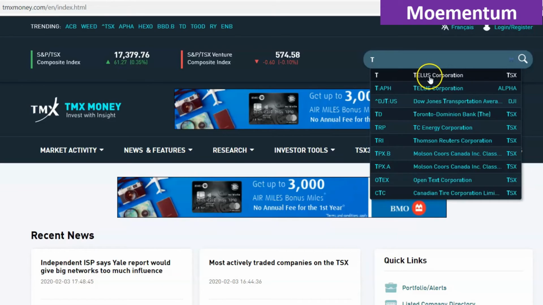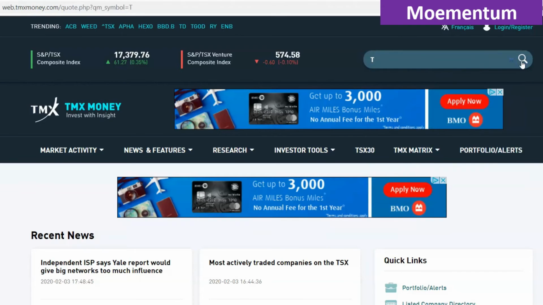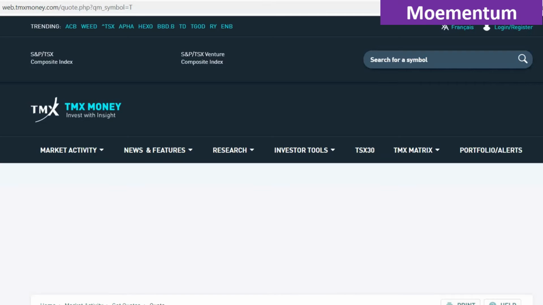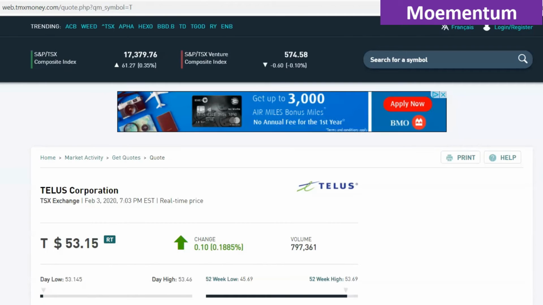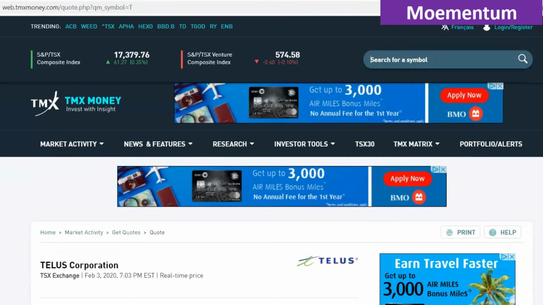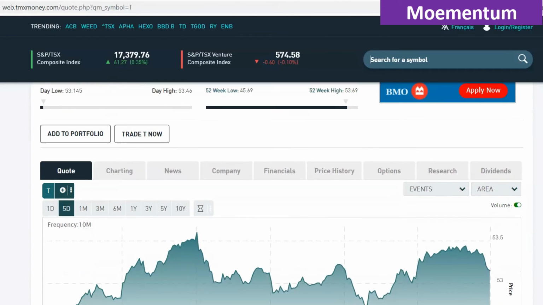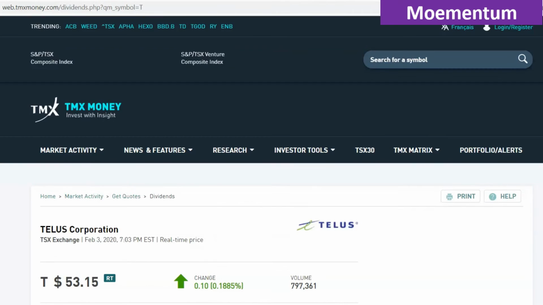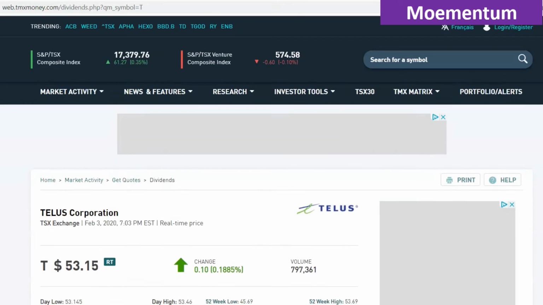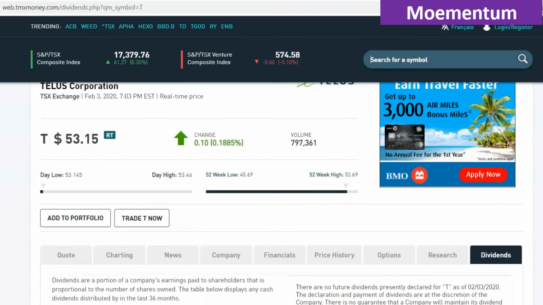So I find TELUS and I hit search. There you have it. You can find the company TELUS Corporation. Again, similar concept. Here I would scroll down and find the dividends tab. I will click on it to get the details about the past dividends paid out for TELUS.